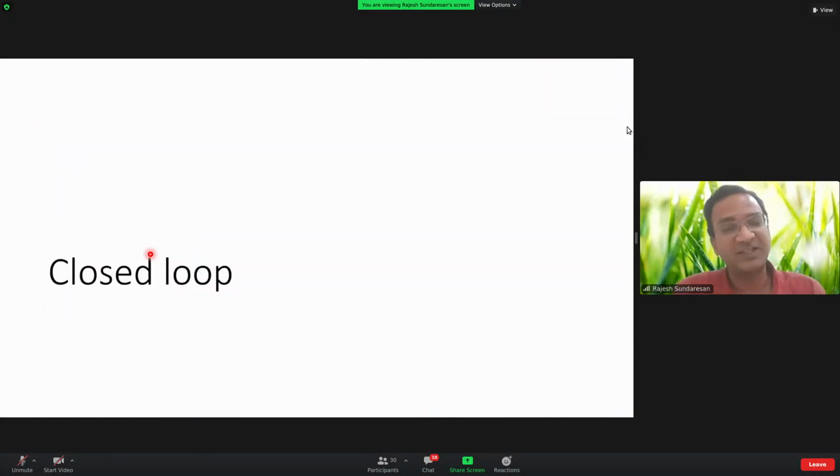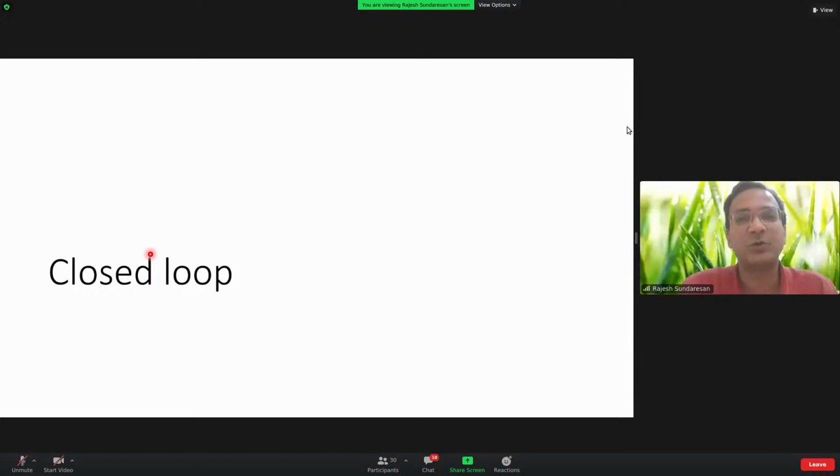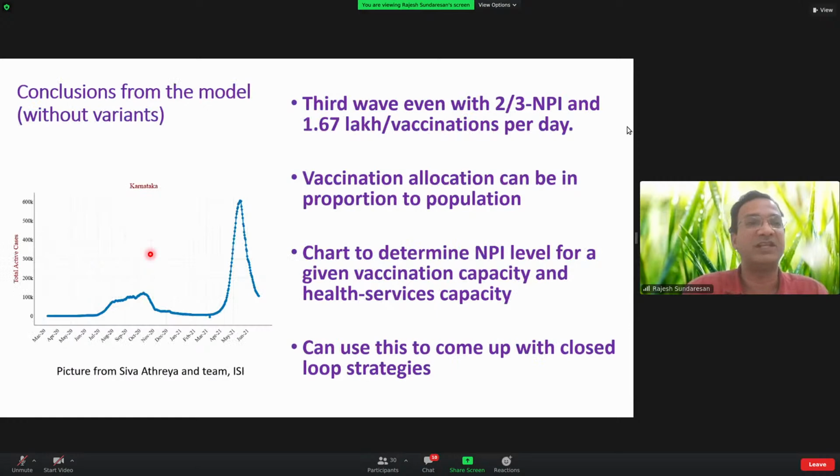It also suggests that perhaps we can react to this in closed loop. Rajesh, can we wind up now? All right, yeah. So I will skip this closed loop. And what I will do is quickly come to the last slide.